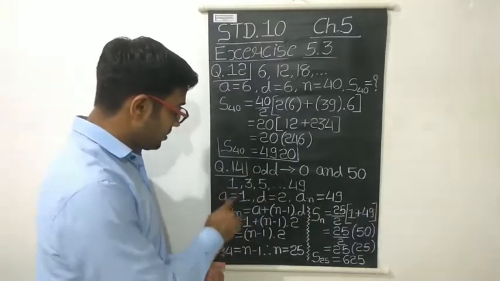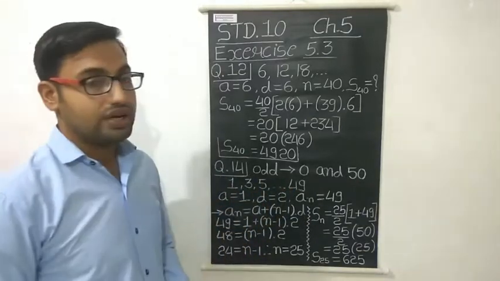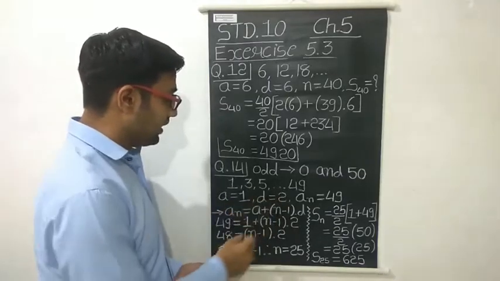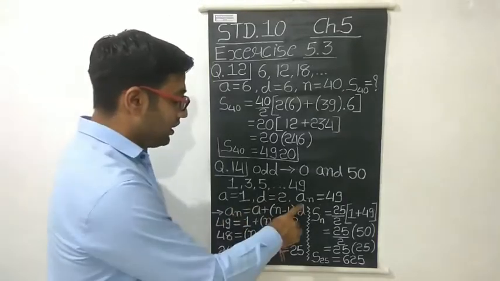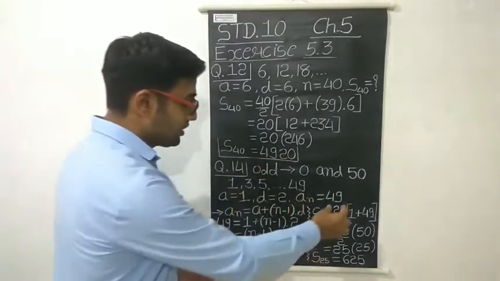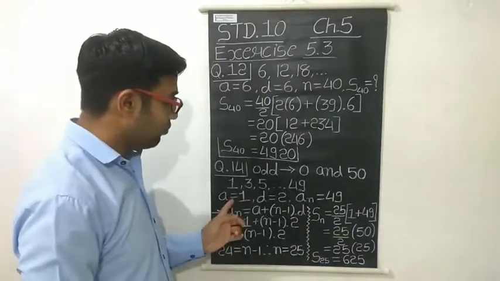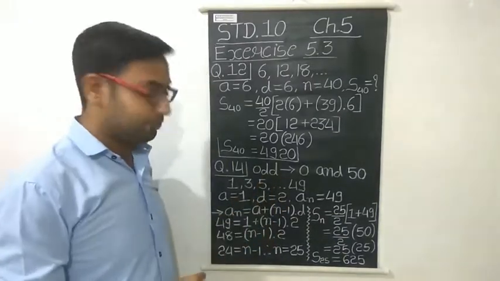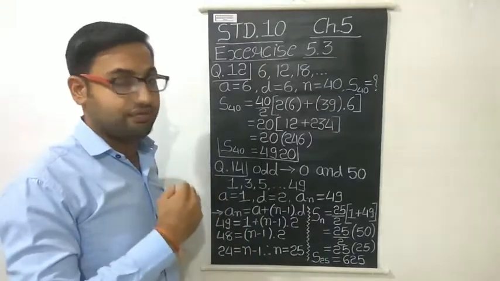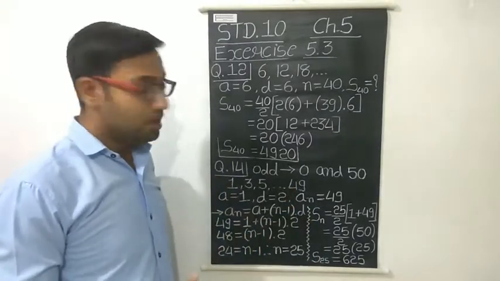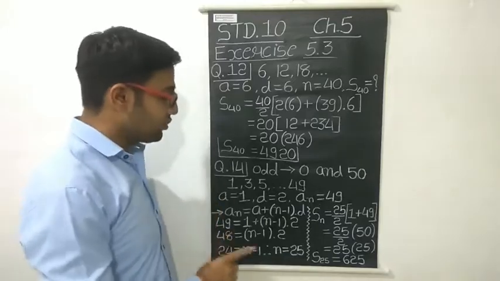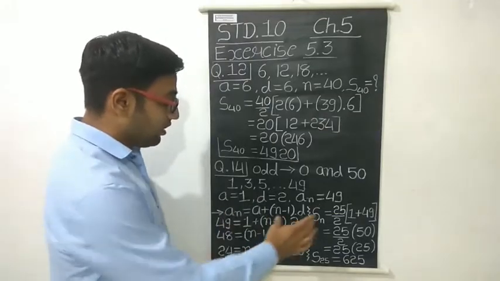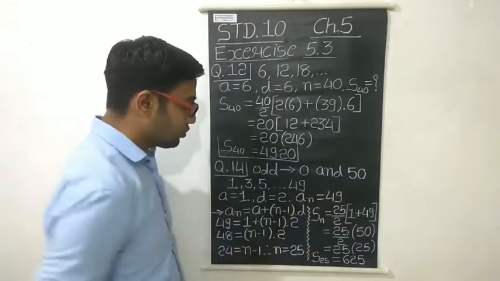So in our AP, the first term is 1, the last term is 49. Okay, so a is equal to 1, d is equal to 2. Here we get the common difference is equal to 2. an, that is the last term, is equal to 49. Now we have to add all these terms. So to add all these terms, we must have the value of n, that is how many terms are there in this AP. Currently we do not have the value of n. So first of all we have to find out the value of n, that is how many terms are there in this AP. So for that we use the value of an, that is equal to 49.